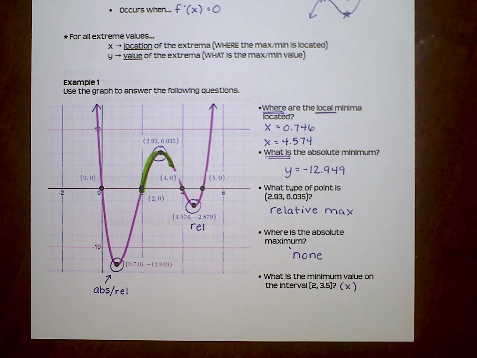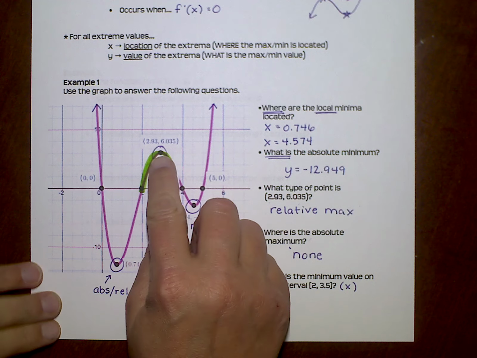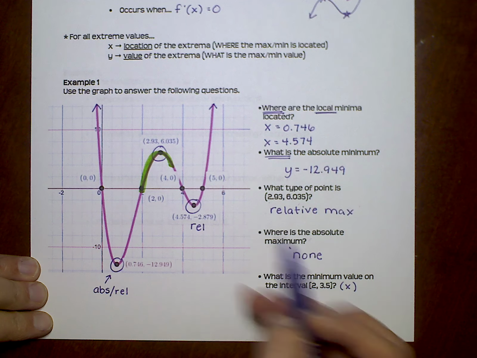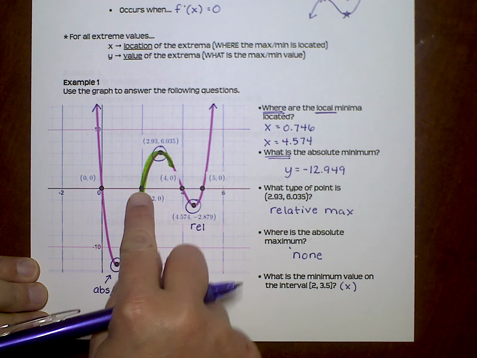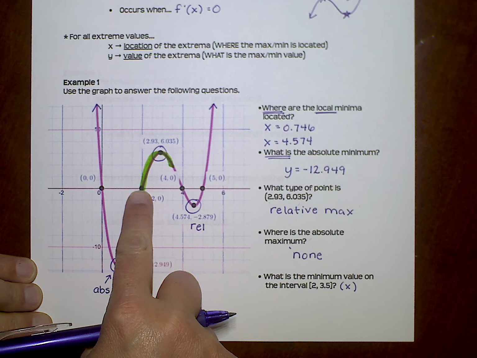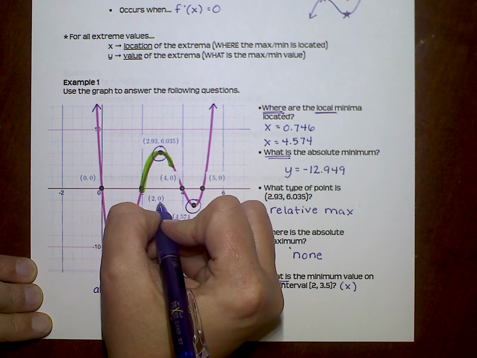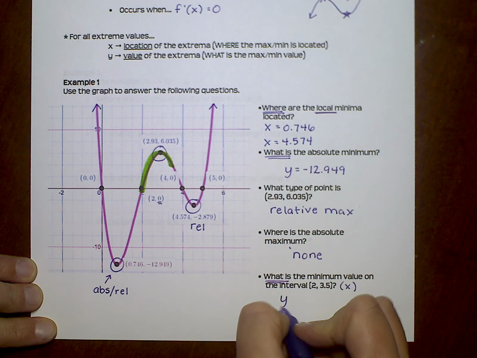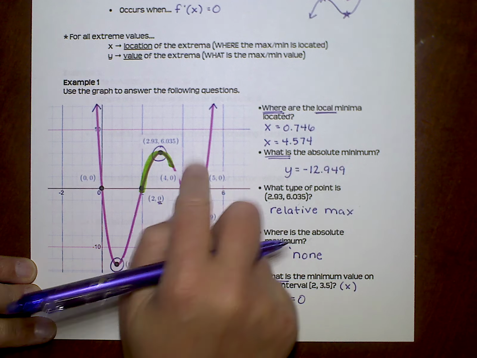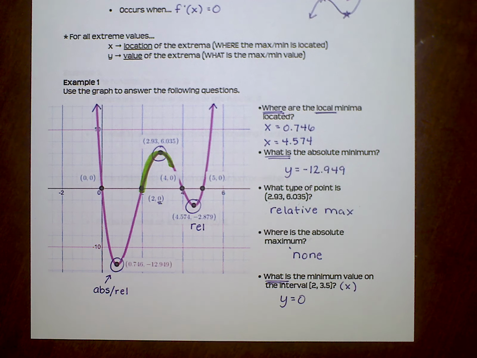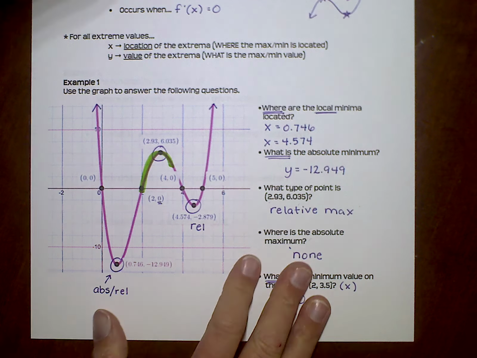And when I close off an interval like that, then I have to have a maximum and I have to have a minimum. The maximum is still here, okay? But the minimum value would be this point here. That's the lowest point that's highlighted there in green. And I'm asking, what is the value? So that's the y value. So I would say y equals 0 is the lowest value in that green section.